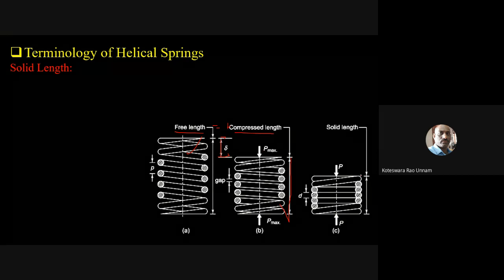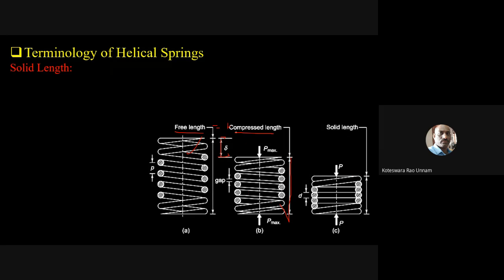Then coming to this, see here, even in the compressed position, there is still some gap between the adjacent coils. If I take this coil and this coil, they are not in touch with each other. So the gap exists between any two adjacent coils here.